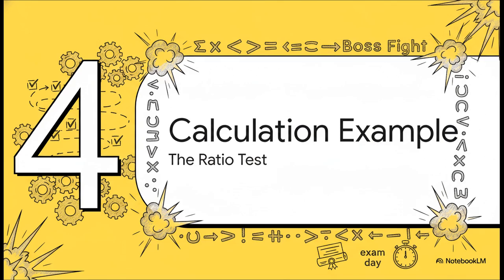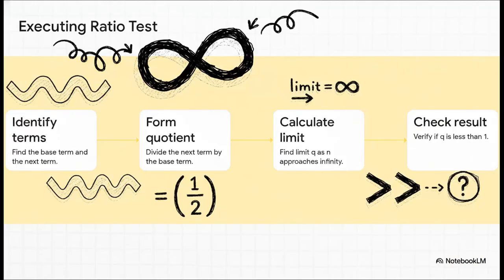Moving to Section 4, Calculation Example: the Ratio Test. Welcome to the boss fight of this explainer. We're going to walk step by step through a full calculation, exactly like you'll need to do on exam day. Here is the strict 4-step methodology you need to write out to get maximum partial points.